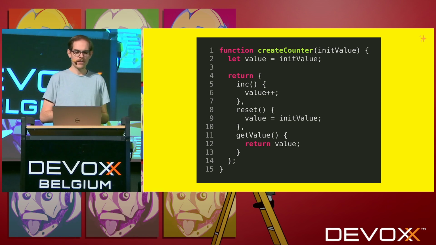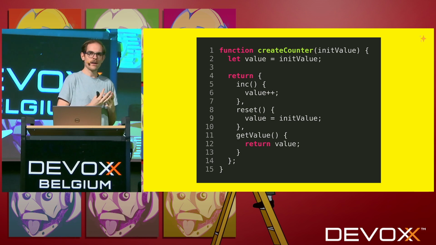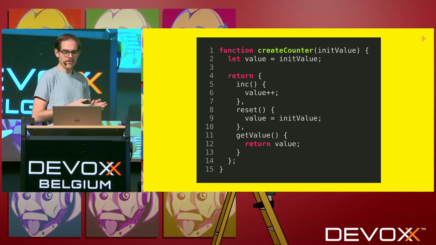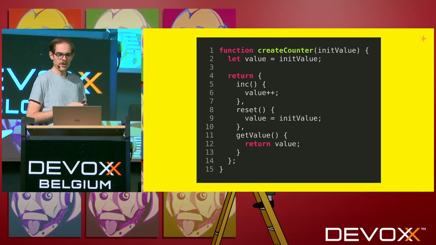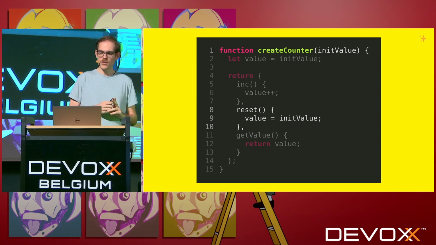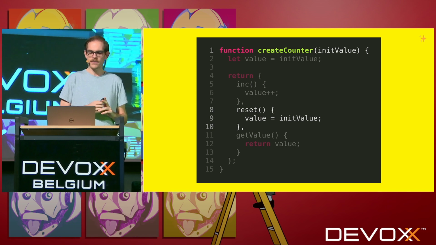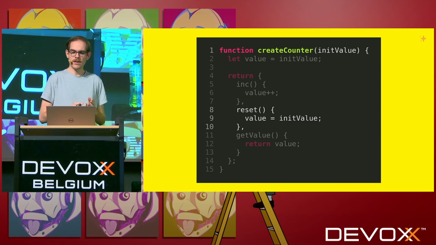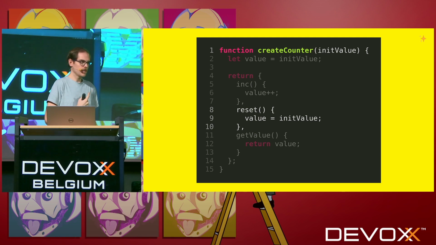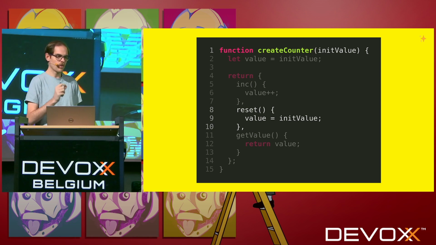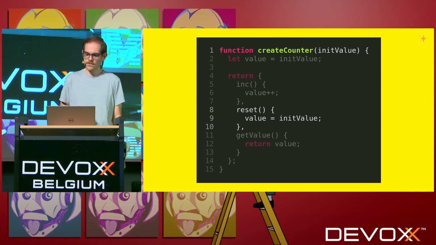Here we have a CreateCounter factory function. A factory function is just a function that returns an instance, in this case in the form of an object. So this would be the equivalent of our counter class from before. And first notice that we don't need to save the initial value in the instance. Like we don't need to put it anywhere, because due to the way closures work, we are getting the init value as a parameter, and we can reference it from the reset property that we are returning in the object, and everything works.